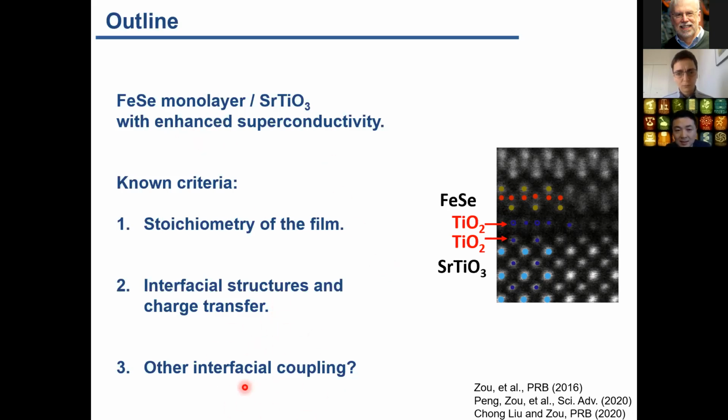The third thing is that we do know other interfacial coupling is required to reach the highest TC. The reason why I add the question mark here is that the source or origin of that interfacial coupling is still under debate. So we do know there is some other interfacial coupling, but we don't know exactly what it is so far. All right, so let me start my talk.